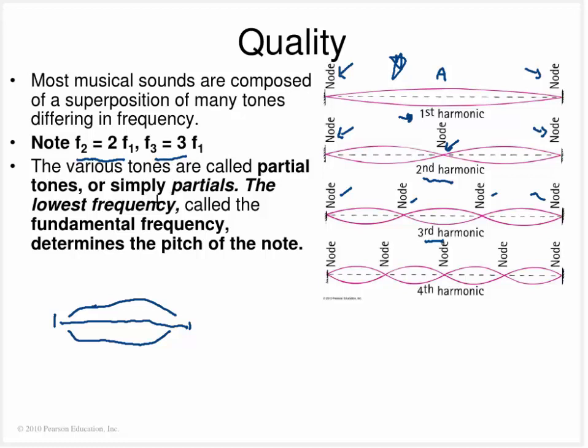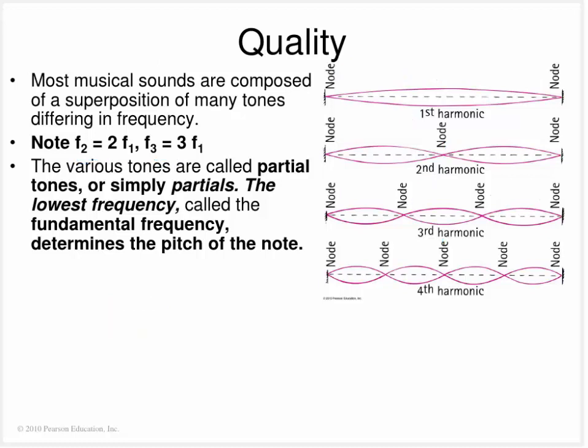It's the presence of these partials that's going to determine the quality. A piano is not going to have a lot of those partials. A clarinet will.